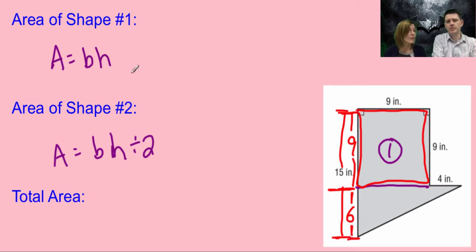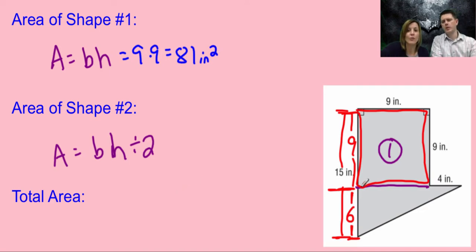All right, shape 1 would be an easy 9 times 9, or 9 squared, which would give us 81 inches squared on top. So now I gotta find more. We gotta find this piece here.